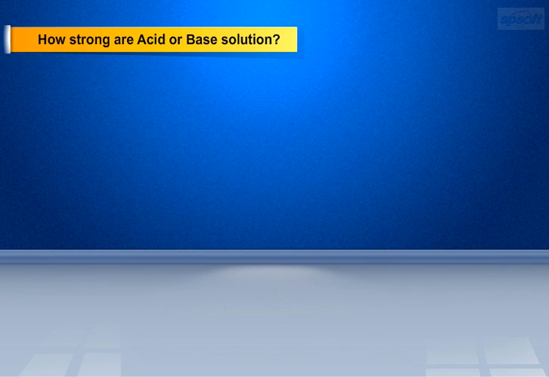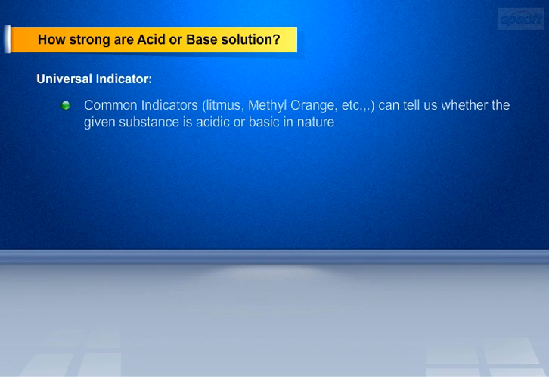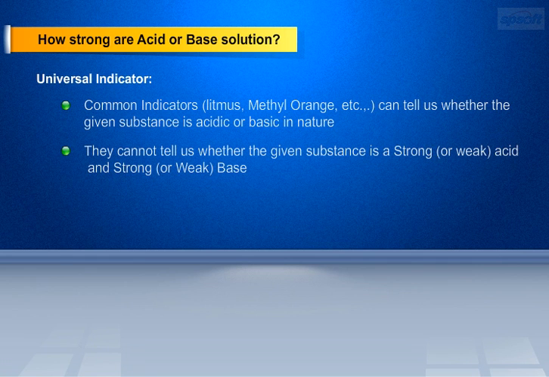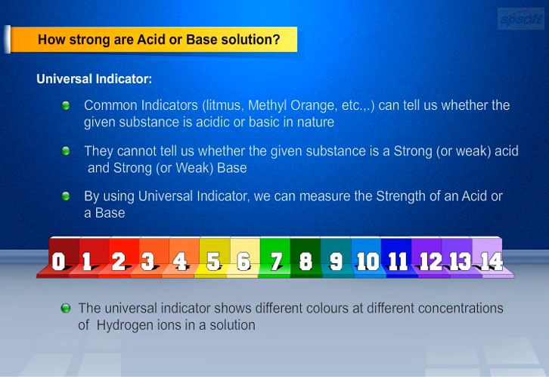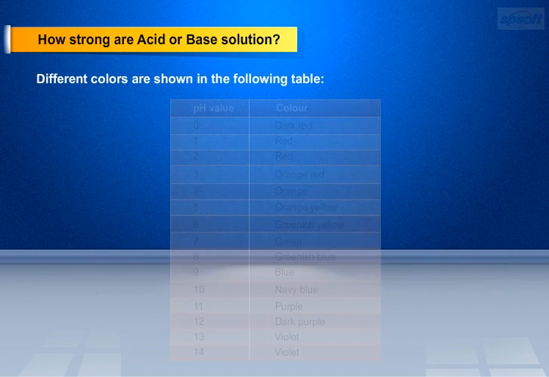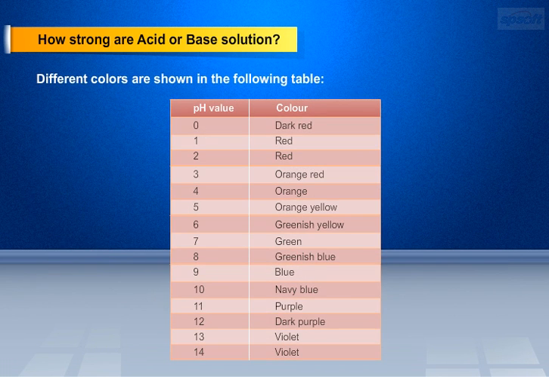Now let us recollect in brief about the indicator. Common indicators, litmus, methyl orange, etc., can tell us whether the given substance is acidic or basic in nature. They cannot tell us whether the given substance is a strong or weak acid and strong or weak base. By using universal indicator, we can measure the strength of an acid or a base. The universal indicator shows different colors at different concentrations of hydrogen ions in a solution. Different colors are shown in the following table for different pH values.